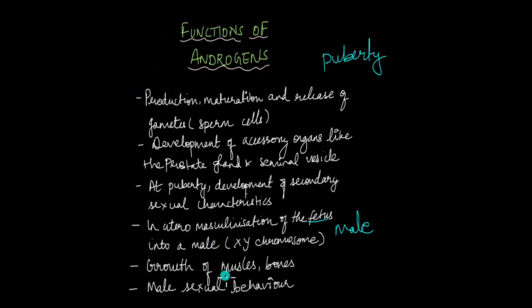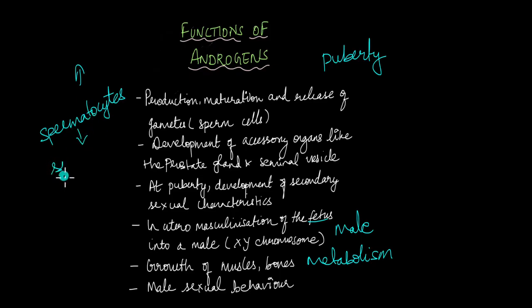Like they are involved in the growth of muscles, the growth of bones, they are involved in metabolism, and many other functions. At the onset of puberty, that's when their levels begin to increase in the male body. And at that time, because of the high levels of these androgens, that causes the production, maturation, and release of the sperm cells. I told you about spermatocytes, right? Which are the early sperm cells that are present inside the testis. So these spermatocytes begin to mature and finally develop into mature sperm. This developmental process entirely is governed by these androgens.